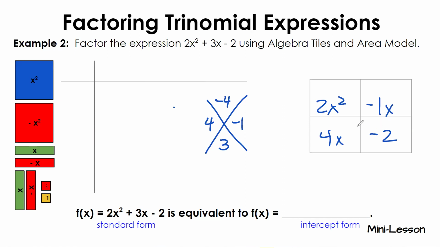And again, it doesn't matter where you put them on the diagonal. Okay. Now, what times what would give me 2x squared? 2x and 1x, right? What times x would give me negative 1x? Negative 1. What times 2x would give us 4x? 2, right? Okay, so our final answer is x plus 2 times 2x minus 1.